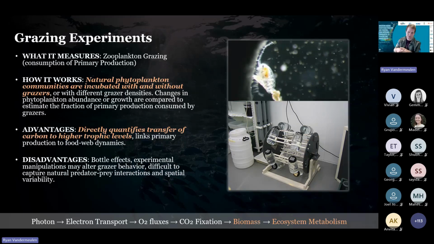But the advantage of this approach is that it directly connects primary production to the food web. We are physically quantifying how much of that created carbon is being transferred into another organism. Now, of course, you may have noticed this theme. The moment we put organisms into a bottle, we are simplifying the very interactions we are trying to study. Grazers can behave differently, predator-prey interactions are constrained, and capturing the natural variability of the ocean always remains a challenge when we're talking about bottle experiments.